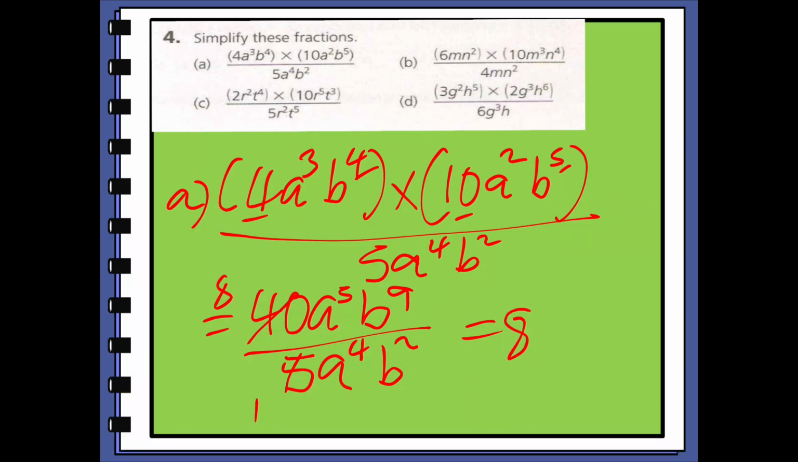Then we deal with a now. We've got a to the power 5 here and 4 down. So 5 take away 4 should give us 1, which we don't even indicate in powers. Then for the b, we've got 9 and 2. So 9 take away 2 should leave us with 7. So our answer is 8ab to the power 7. So we hope that you can do b, c and d in a similar way.